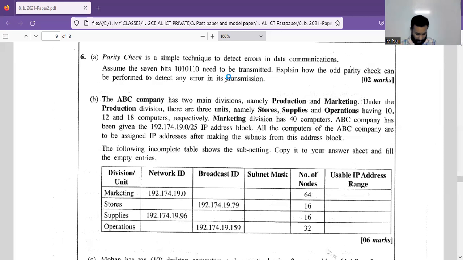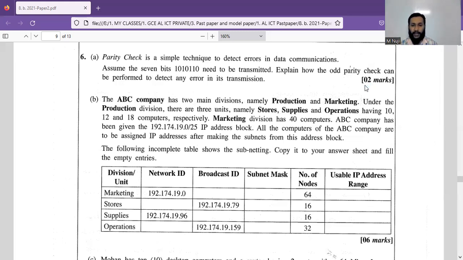So here the first one is 1010110. So you know the parity bit. Here they have given the marks also. So for this parity check there are only 2 marks. So it's a very simple concept. So we will discuss further.